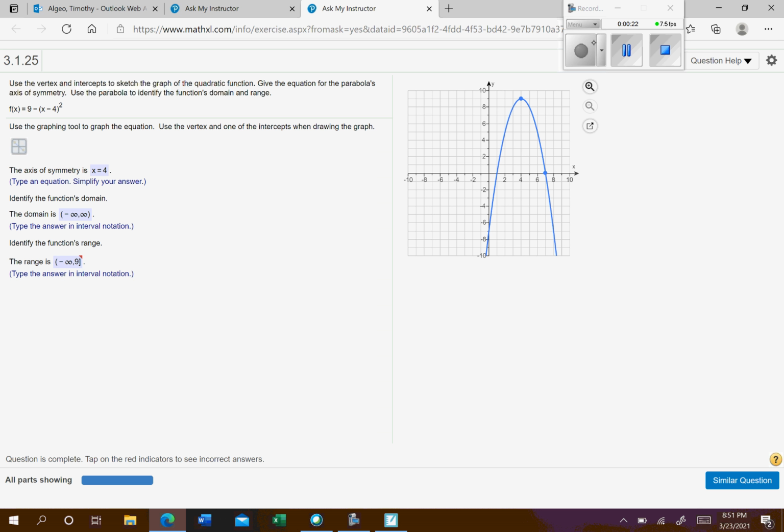And so we assume the graph continues on indefinitely, so it goes down forever, and so that's why we have negative infinity, and then its highest point's right there, up there at 9. Now, I think you also mentioned you had some problems with graphing it, that you weren't sure which intercept to use. It really should not matter.